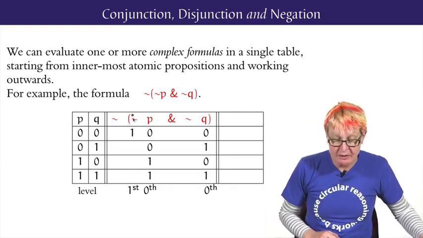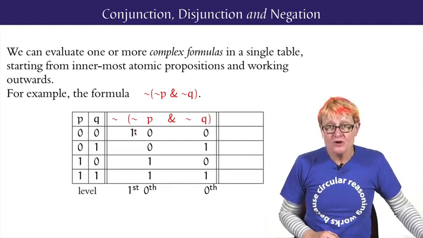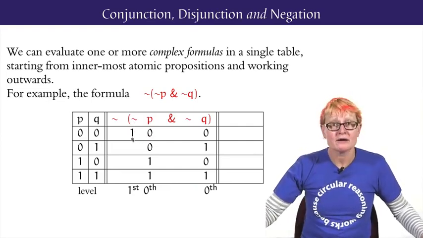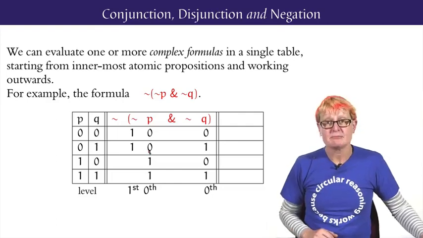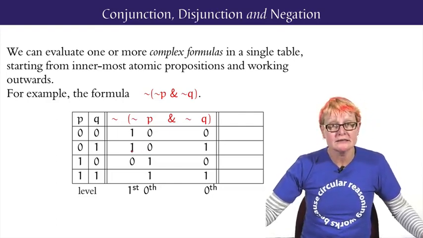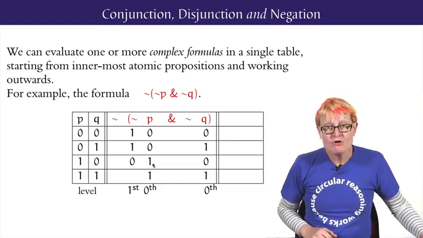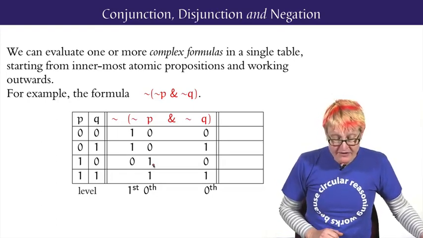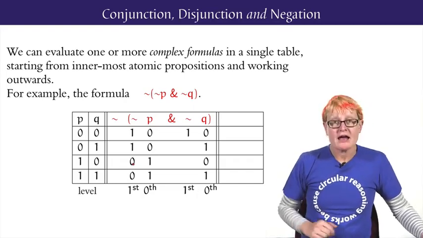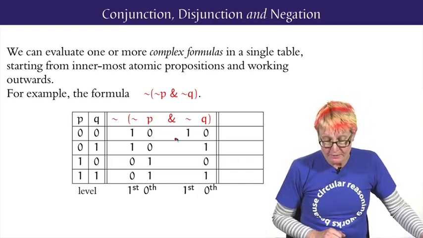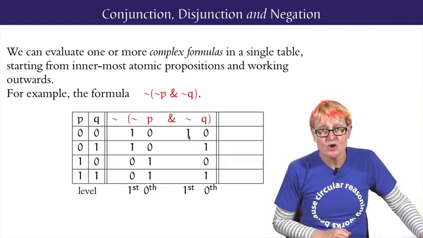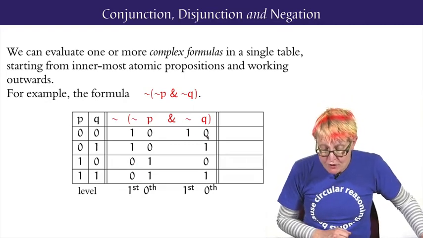Starting with the negation applied to P, in the first row, when P is 0, not P is 1. Likewise, P is 0 in the second row, not P is 1. In the third row, we have P is 1 and therefore not P is 0, and the same again in the fourth row.